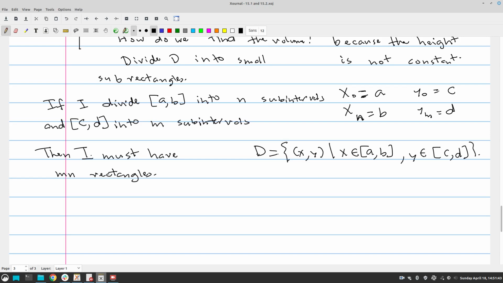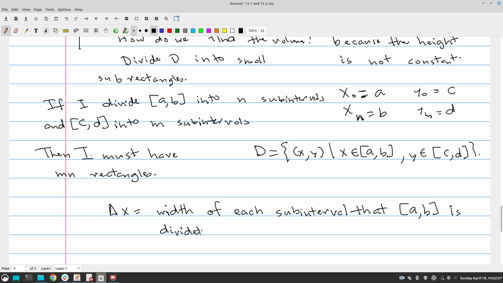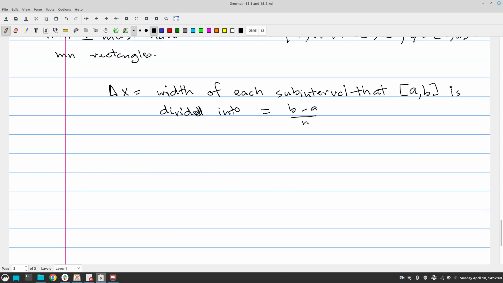This tells me that the width of each subinterval, delta x, given that AB is divided into n subintervals, equals B minus A over n, and similarly delta y equals D minus C over n.